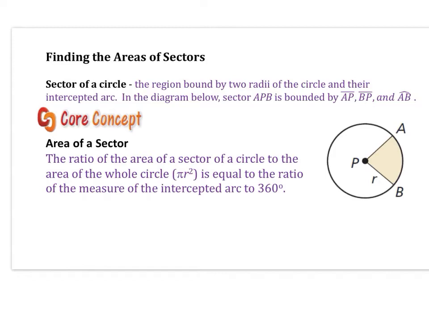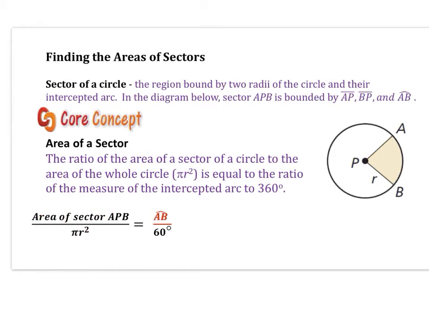So to find area of a sector, it's the ratio of the area of a sector of a circle to the area of the whole circle, which we just practiced by using our pi r squared formula, and is equal to the ratio of the measure of the intercepted arc to 360 degrees. This second ratio we've dealt with already in section 11.1 when we were finding arc length. So this is pretty cool that we get to use this same ratio again in a new formula for finding area of a sector. So here it is set up with a shortened abbreviation of words and then also symbols.